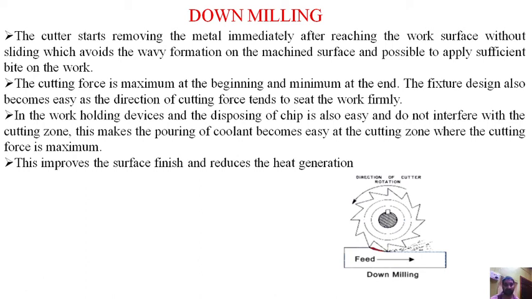The disposal of chips in down milling is also very easy, and the application of coolant in the cutting zone is very simple and easy compared to up milling. This makes pouring the coolant easy at the cutting zone where the cutting force is maximum. This improves the surface finish and reduces the heat generation. So because of such possibility, the surface finish of the work surface increases and heat generation is reduced.